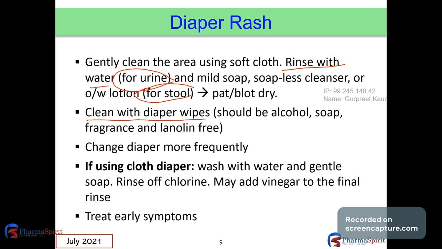We may also, instead of washing or gently cleaning the area with soft cloth, consider cleaning the area with diaper wipes. If we use diaper wipes, we must make sure that the diaper wipes are non-irritant, and they should be alcohol, soap, fragrance, and lanolin free.